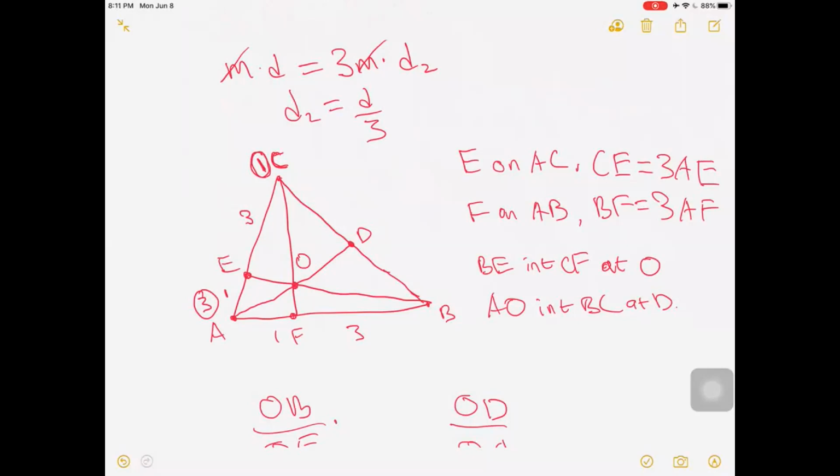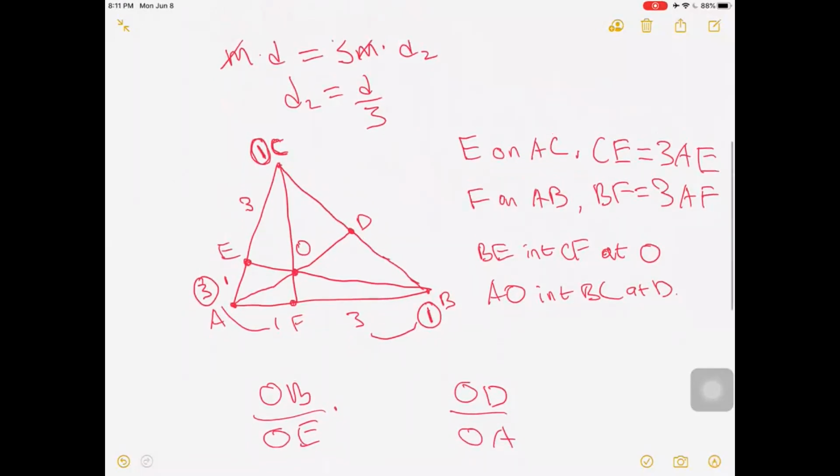And then similarly, B is going to have a mass of 1 as well, because these two multiplied need to equal these two multiplied. And then on the balancing point, we sum up both of the masses on each side. So this will be a 4, and this will be a 4. This will be a 2.